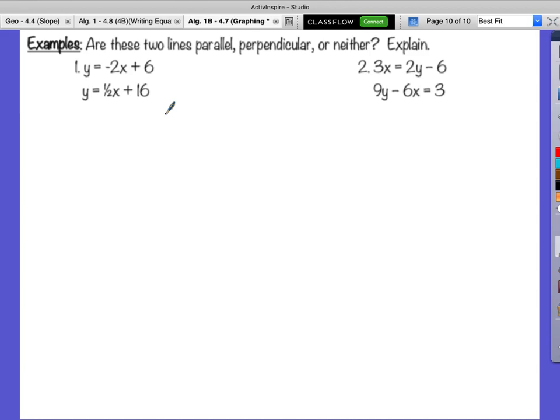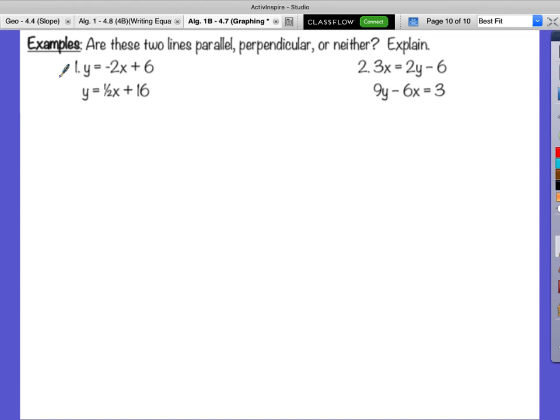So guys, listen up. What do we know about parallel lines? Their slopes are the same. Perpendicular lines, the slopes are the opposite reciprocal. Neither would be literally anything else. So how could we figure out what these lines are? We'd have to look at their slope. So what's the slope of this first line?